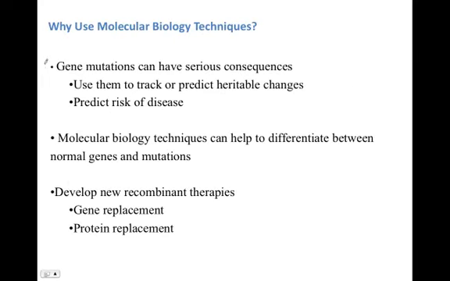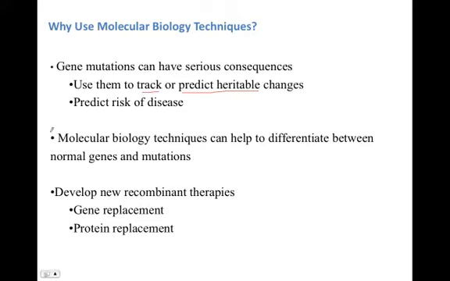So first off, why use molecular biology techniques? Gene mutations can have serious consequences. As we've seen in several modules, a defect or a loss of an enzyme can cause serious symptoms and phenotype changes. We can use molecular biology techniques to track these gene mutations and to try and predict heritable changes. This helps us predict a risk of disease.